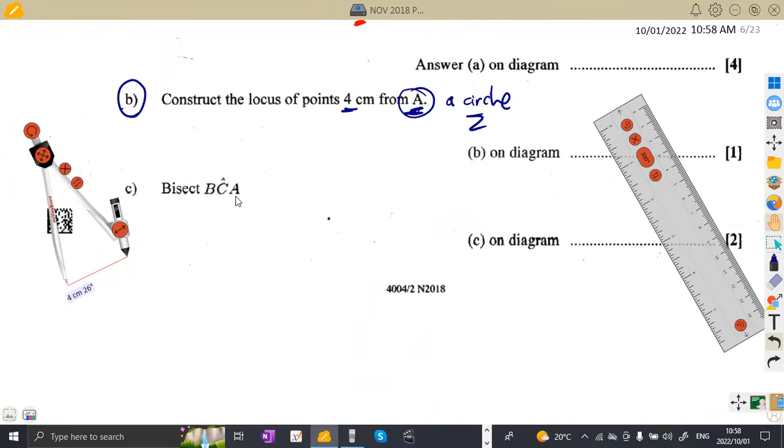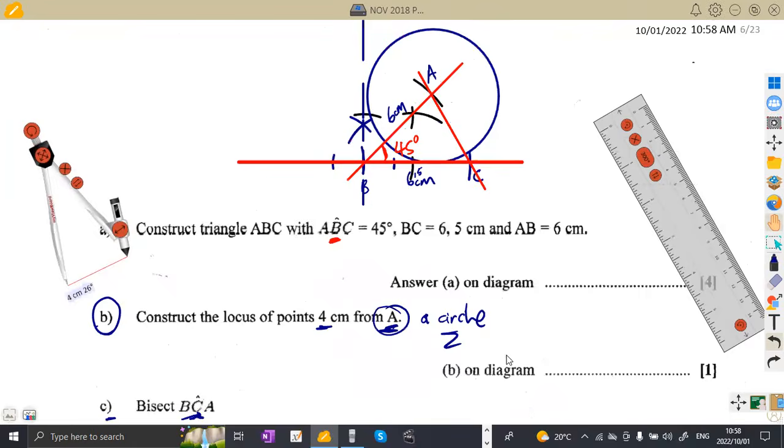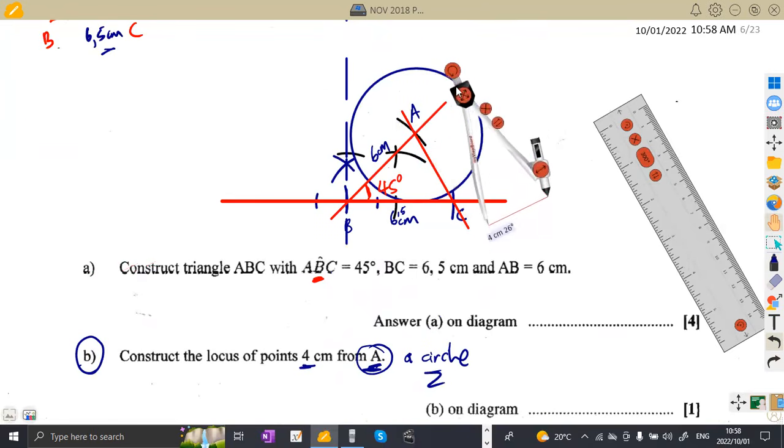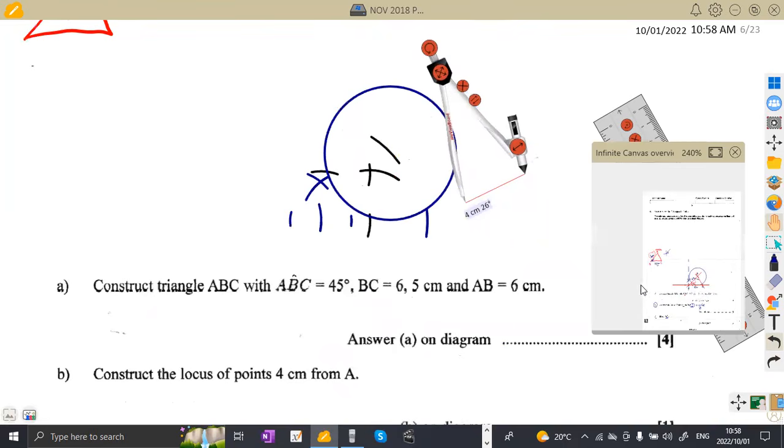Bisect BCA. Okay, so this one is bisect. We are dividing angle BCA, so we need angle C. Let us get to angle C. This is our angle C. We want to bisect this angle. So take note, guys, how you bisect an angle. You are supposed to mark points, actually 2 points.